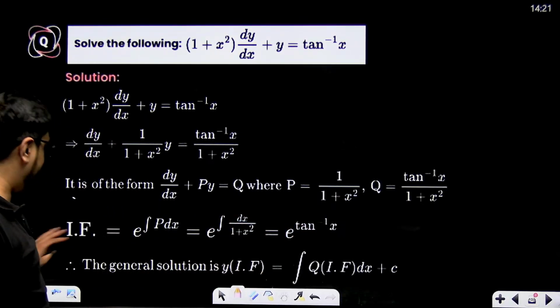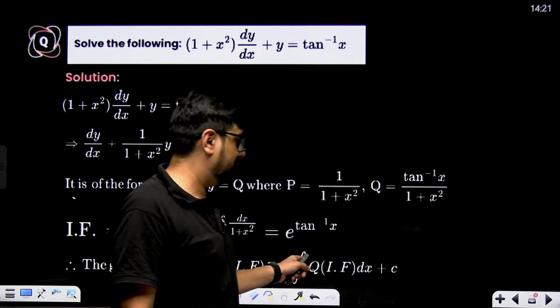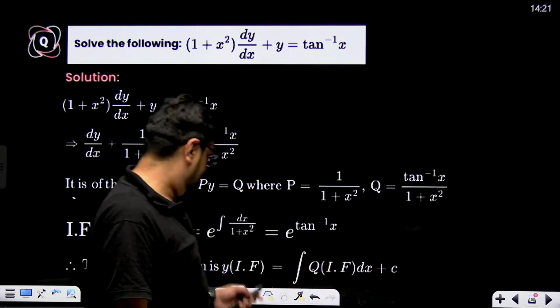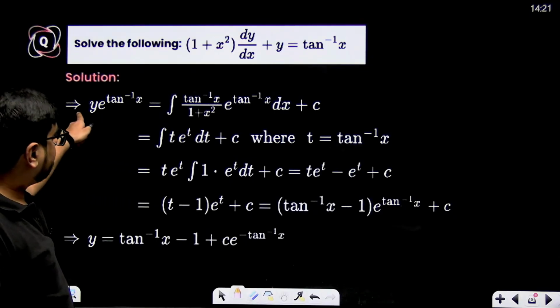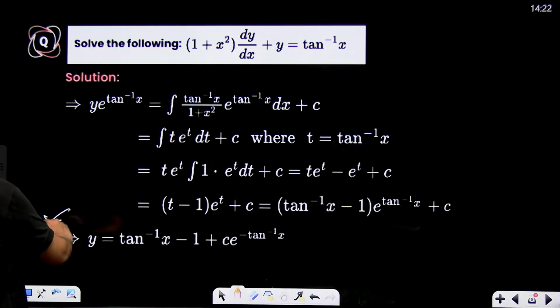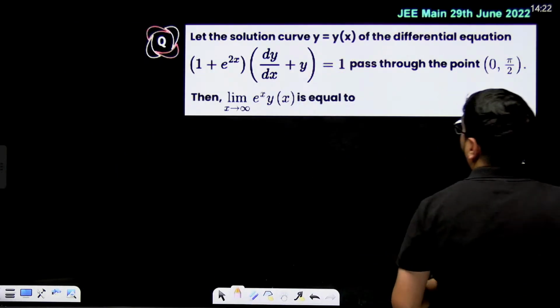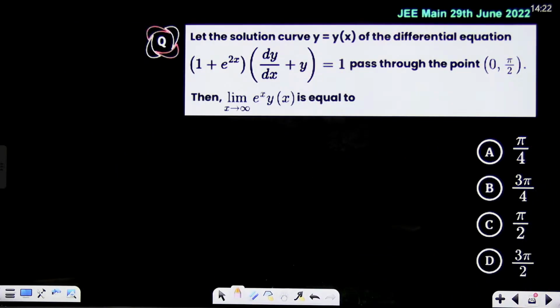You can check, this is a similar question. So your general solution will become y into IF equals integration of q into IF dx plus c, which is this. And finally after integrating you are going to get this. You can check the solution. Same as the last type of problem, only the integration is different, right?